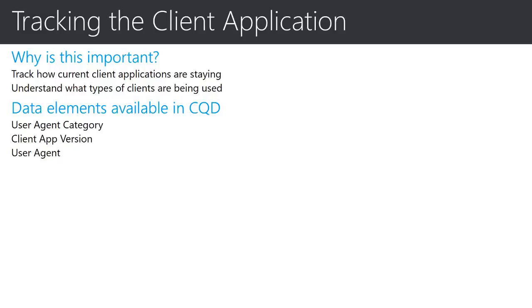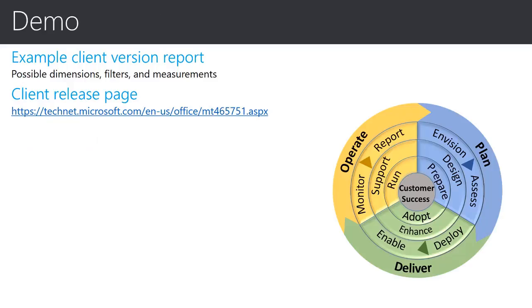Tracking client applications helps you understand what types are running in your environment and the versions being used. With this, you can also determine how current versions are and how quickly updates are adopted by users. The data elements in CQD that enable these views are user agent category, client app version, and user agent. In this demo, we will walk through an example client version report and review the client release page.